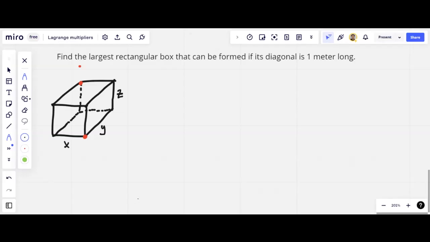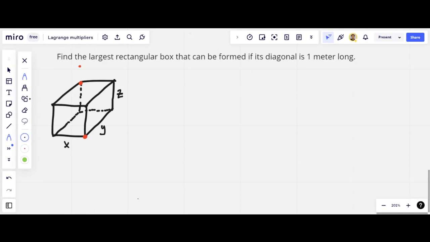Good day to everyone. In this video, we're going to discuss the method of Lagrange multipliers to find solutions to optimization problems. And without any further ado, let us get right into the discussion.